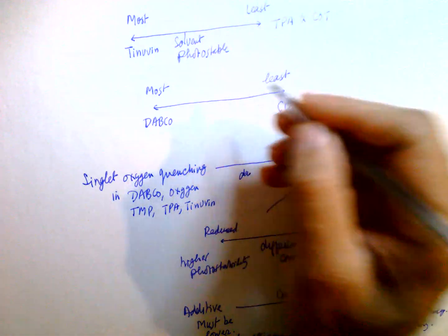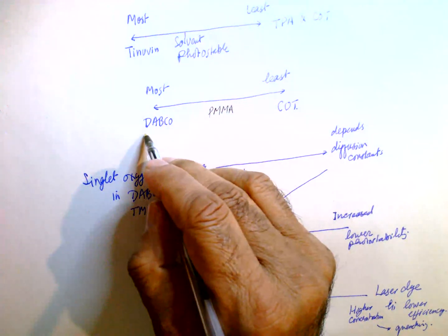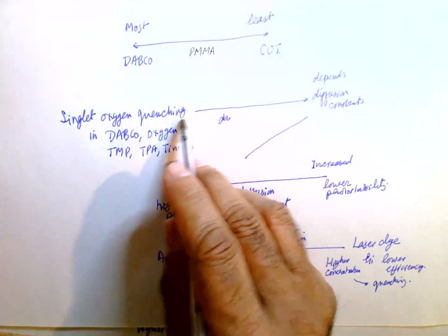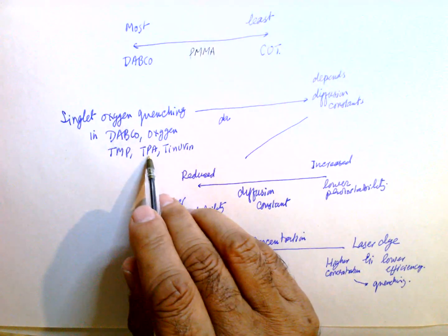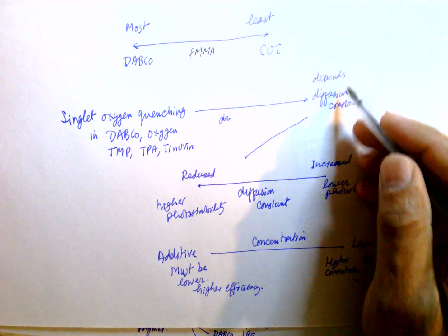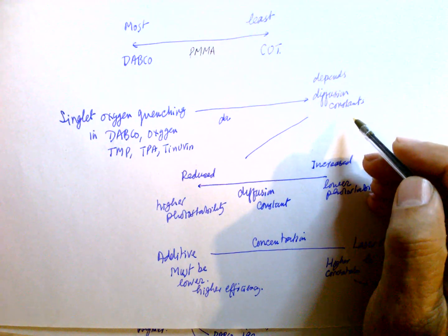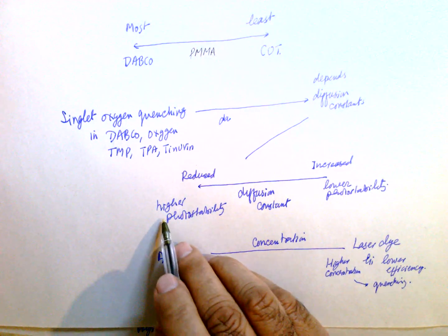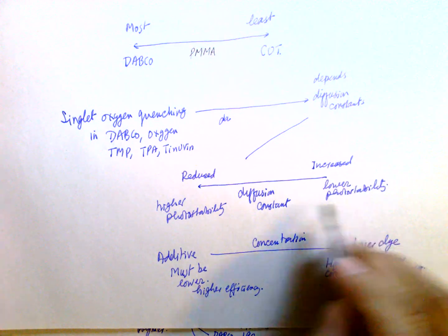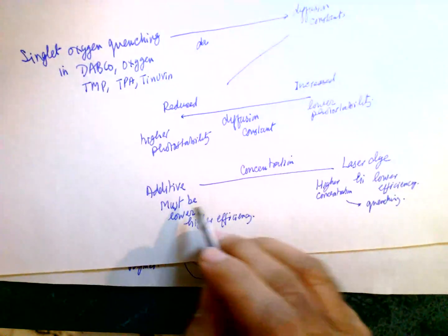In the PMMA, the most is DABCO, the least is COT. So singlet oxygen quenching in DABCO, TPA, TMP. So it depends upon the diffusion constant in the polymer. So higher photostability, lower photostability: reduced diffusion constant, increased diffusion constant.